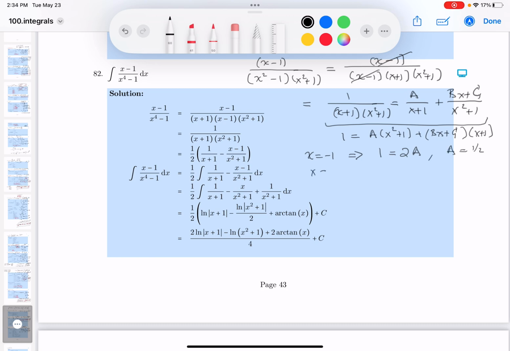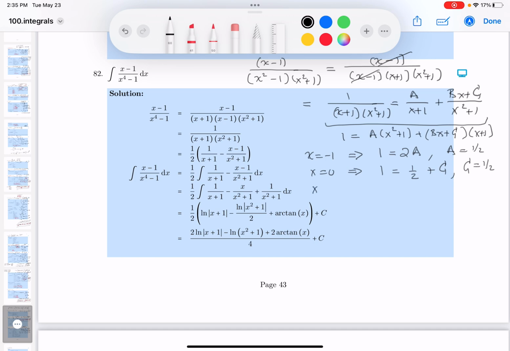I'm going to pick x to be 0. Left side you get 1. Then you get A, which is 1/2, and then you can get C. And that means C is a half.